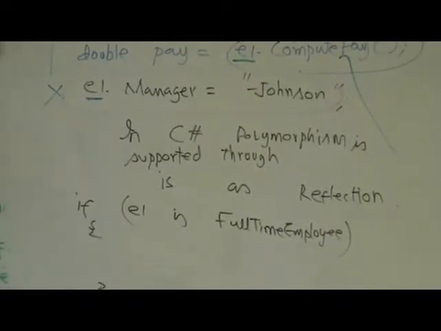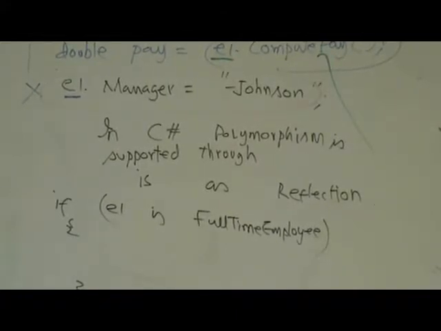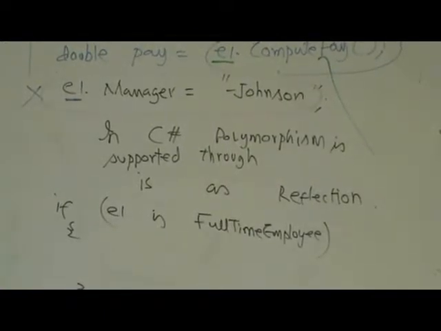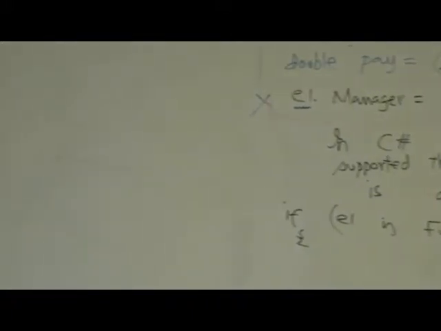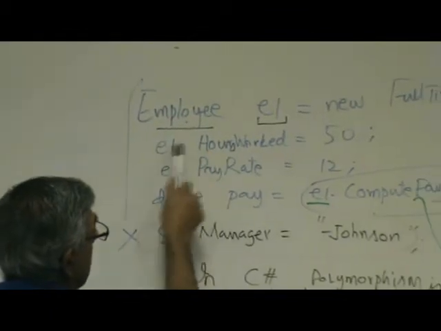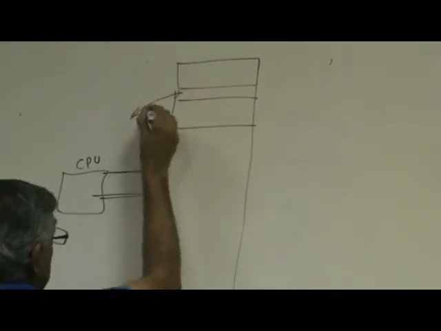So actually, let me quickly put that picture up again, because these are, like I said, the hardest concepts. If you're completely clear about it, the rest will become pretty easy. So if this is the CPU. Sir, the E1.hoursWorked and payRate, they will be of the type employee, no? See, the one which you have declared. Once this is being done, let me draw the picture. Good question. You will be able to answer it yourself.